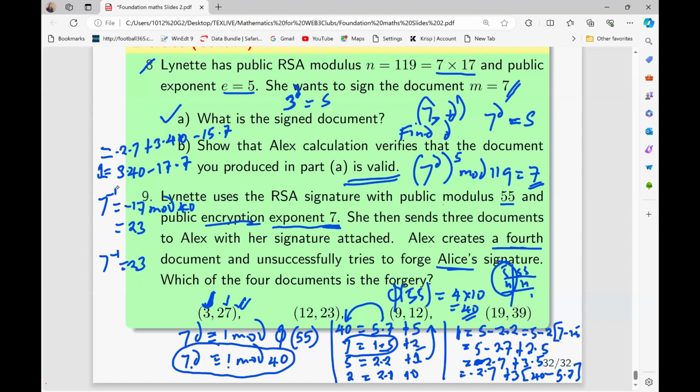Now let's raise 3 to D. We've just found that D is 23. Let's raise 3 to 23, and this is mod M. M is 55. Now this one you do with your calculator. You can do it with the fast powering algorithm and see what that one is.